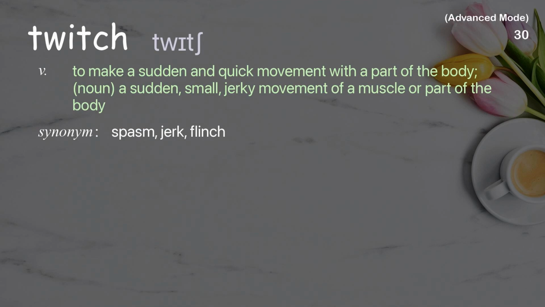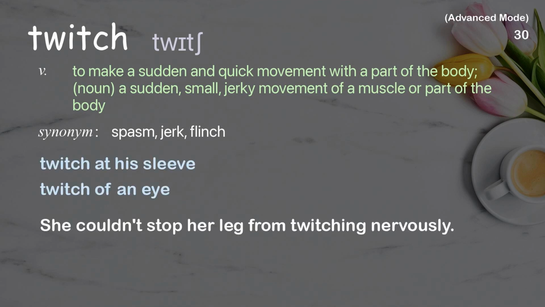Twitch. To make a sudden and quick movement with a part of the body. Noun, a sudden, small, jerky movement of a muscle or part of the body. Examples: Twitch at his sleeve. Twitch of an eye. She couldn't stop her leg from twitching nervously.